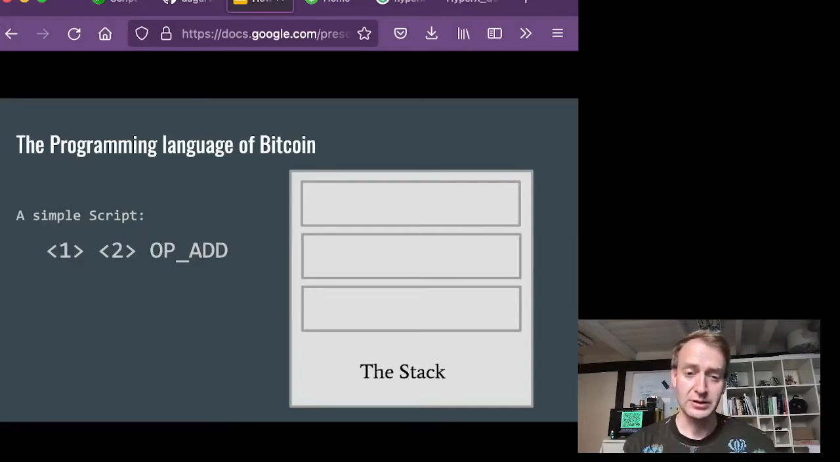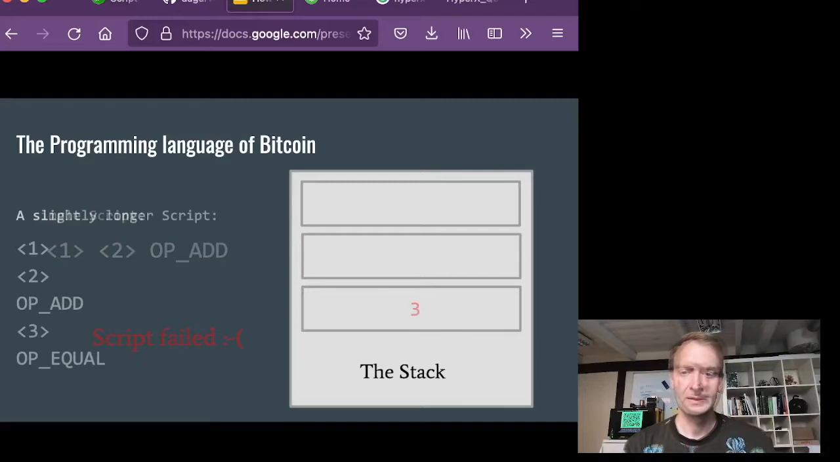We start by pushing the number 1 to a stack, and then we push the number 2 to the stack, and then we run an opcode called OP_ADD, which adds the two together. And the contract code is complete, but is it a valid contract? No, because for a contract to be valid, there must be one number on the stack, and that is the number 1.